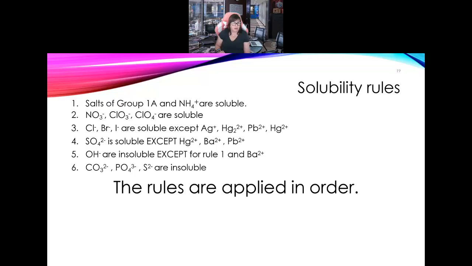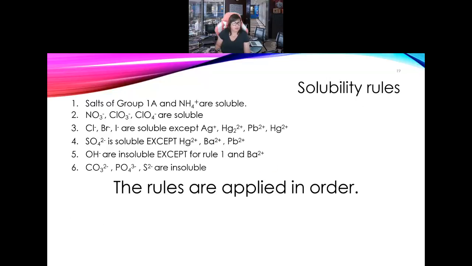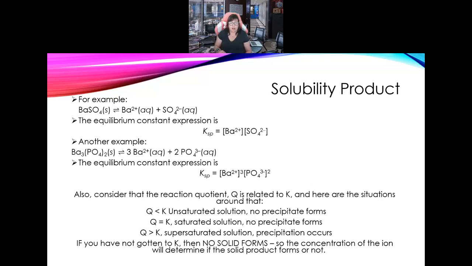(NH4)2SO4. NH4 plus are soluble based on Rule 1. Okay, so it is soluble based on that. All right. And PbSO4. So SO4 2 minus is soluble except for Pb2 plus. So via Rule 4, that one is insoluble. Okay, so that's how we know the solubility of those compounds. And that's how we apply those rules.